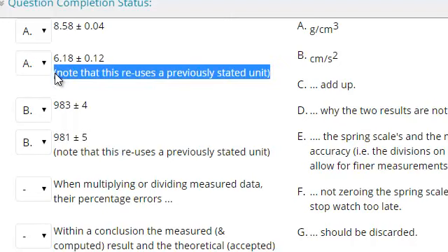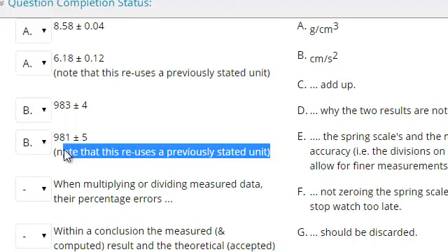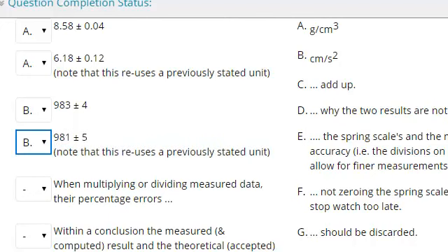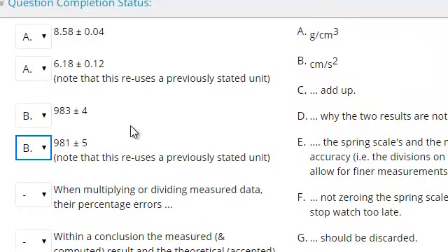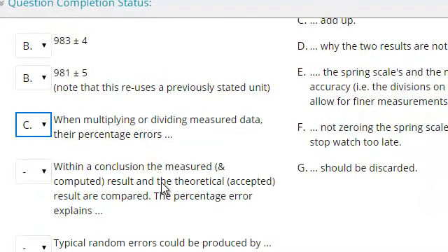Occasionally, I mention also something like this here. Note that this reuses a previously stated unit or statement. Usually, I don't do that all the time, but a few times. When multiplying or dividing measured data, their percentage errors add up. And there is actually a more complicated formula, but we'll see which one we're going to use.